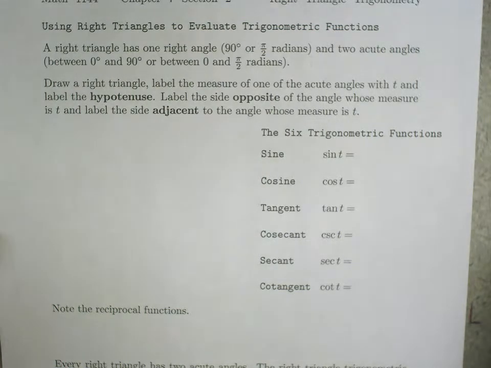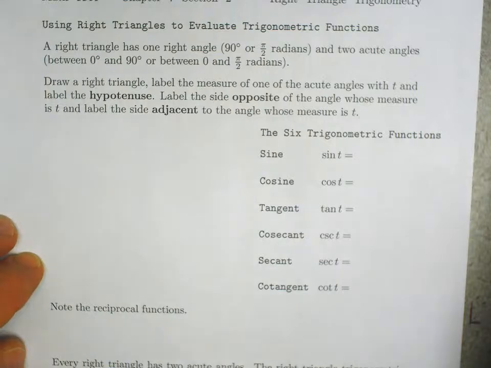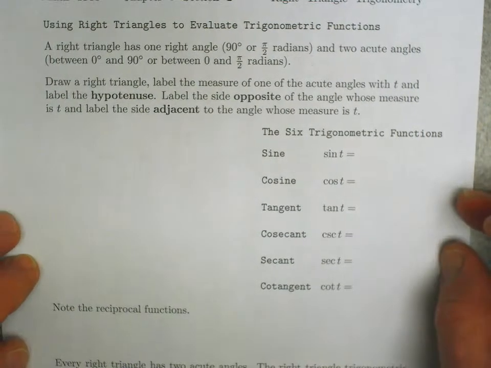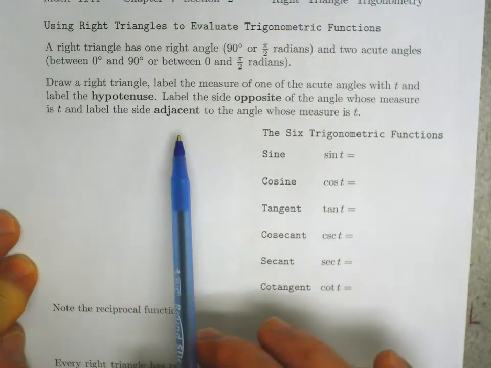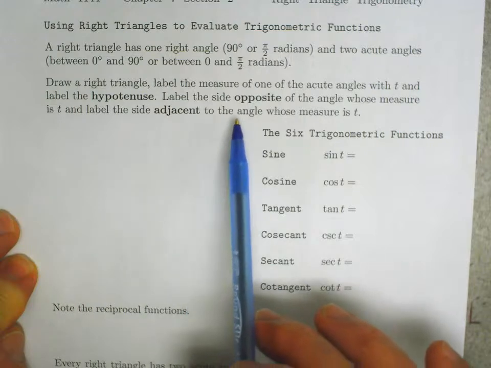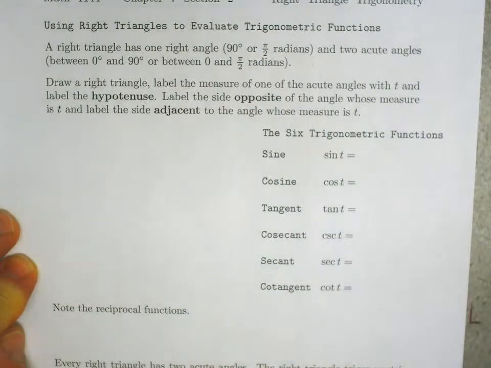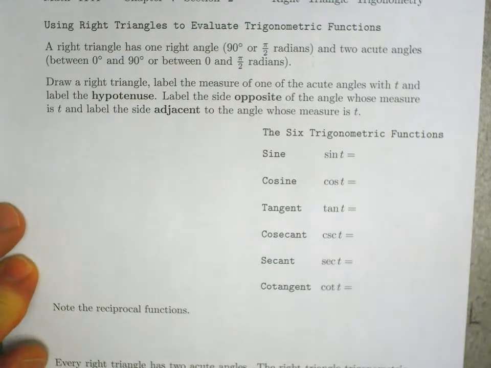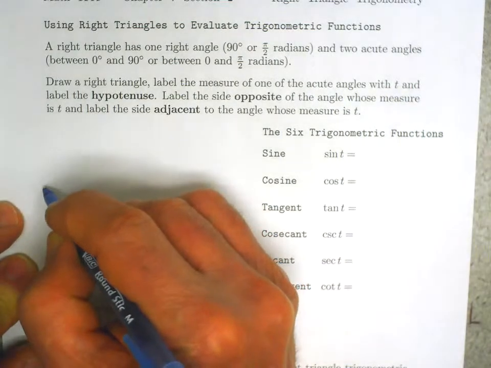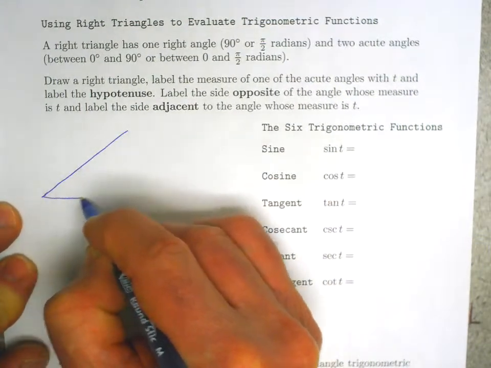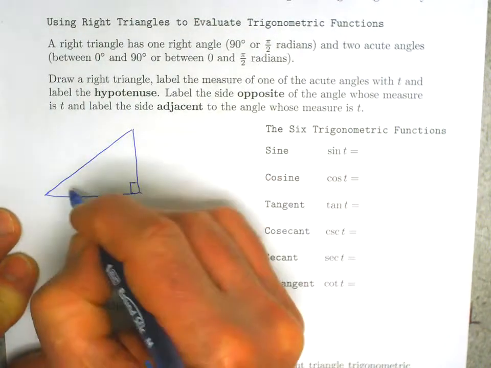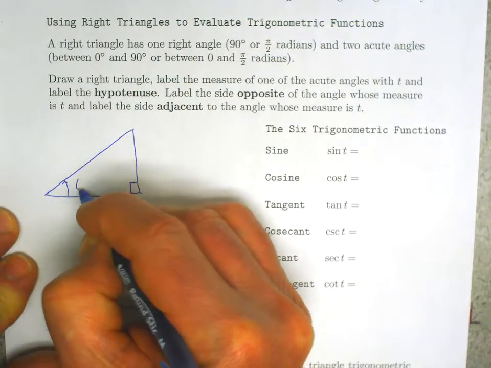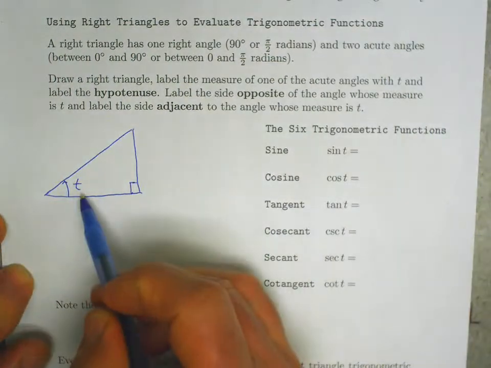Okay, so in this part, we'll draw a right triangle. We'll label the measure of one of the acute angles with t. We'll label the hypotenuse. We'll label the side opposite of the angle whose measure is t, and label the side adjacent to the angle whose measure is t. Okay, so a right triangle. I'll label this acute angle as having measure t.